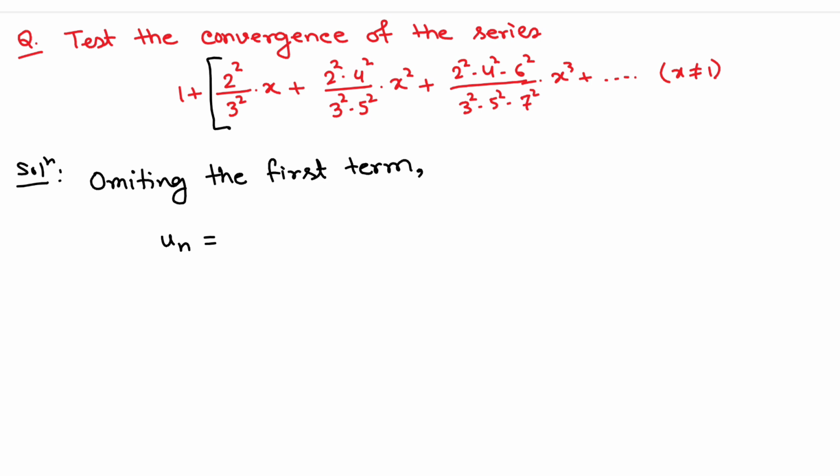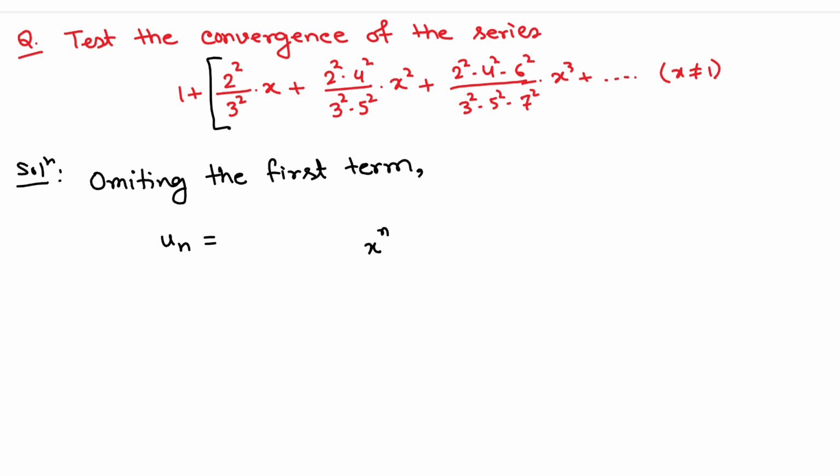Clear? Now when n equals to 1, here x is multiplied. N equals to 2, x square. N equals to 3, x cube. N equals to 4, x to the power 4. So n equals to n, x to the power n. So we have to multiply here x to the power n.